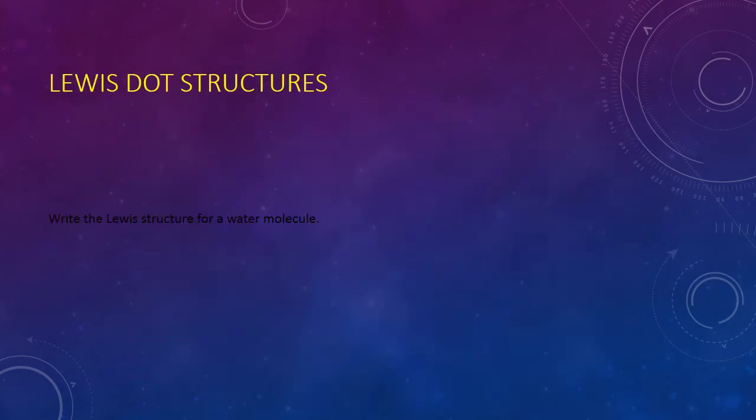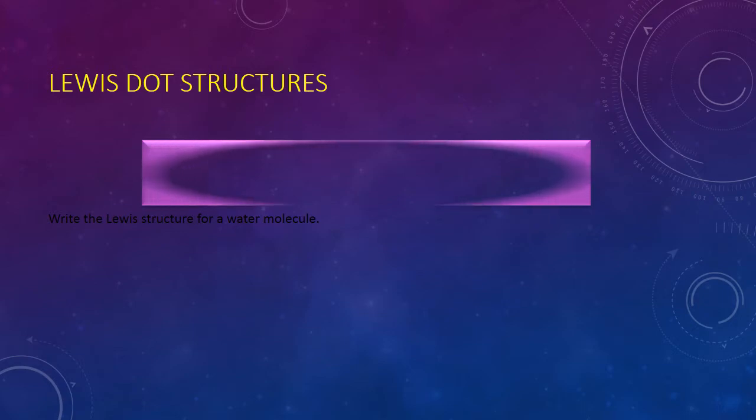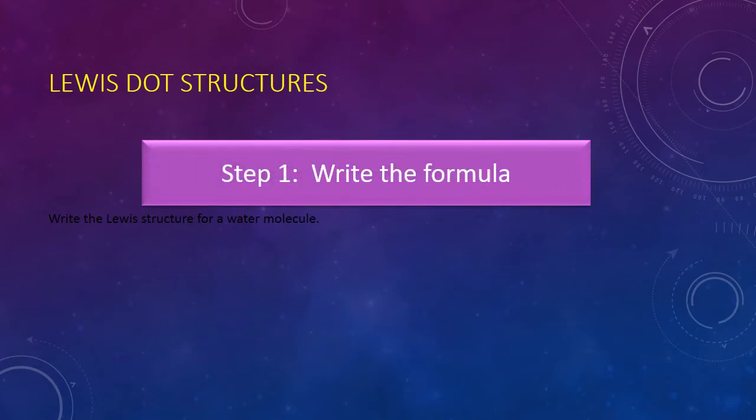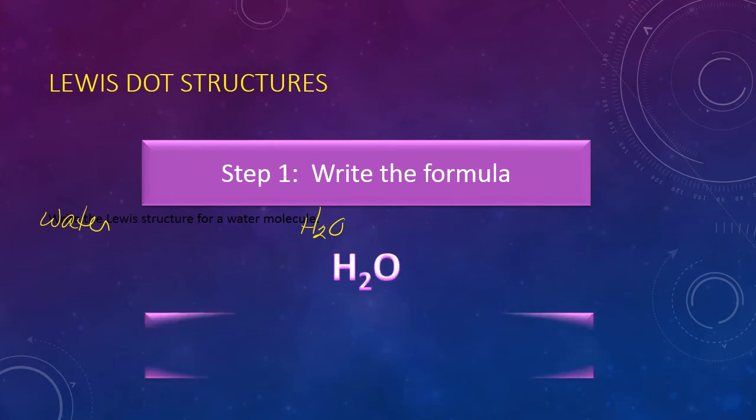So here's the steps for drawing Lewis dot structures. The first thing you need to do is write the formula. Well, this in black, and I know it's kind of hard to see, but in black what we're trying to do is we're trying to find the Lewis dot structure for water. So I think you can write the chemical formula for water without any problems. Oh, look, and I even put it there for you.